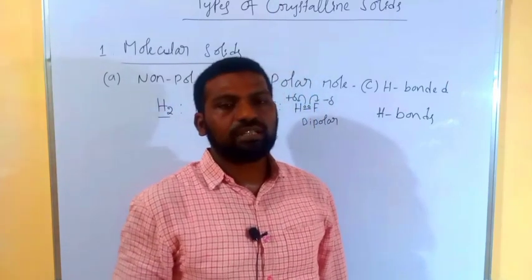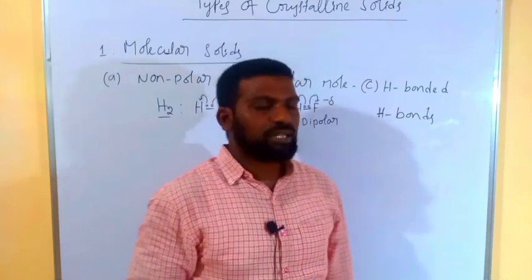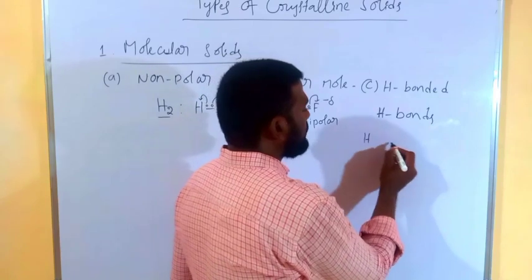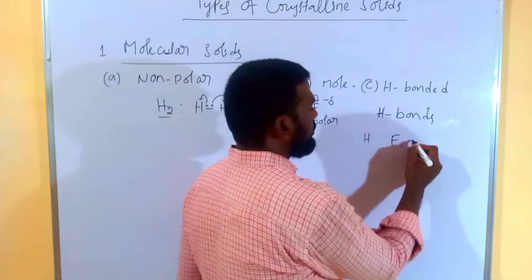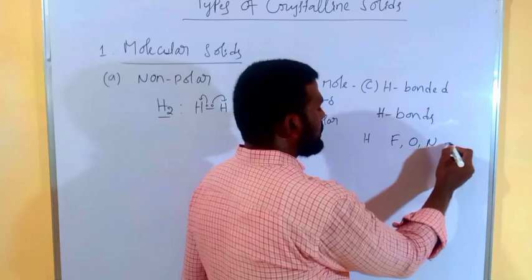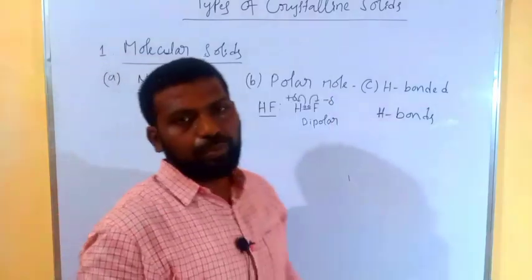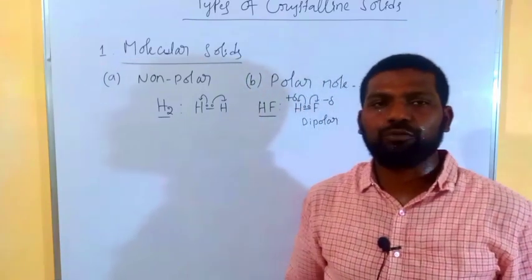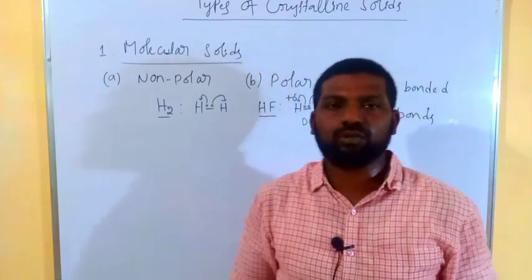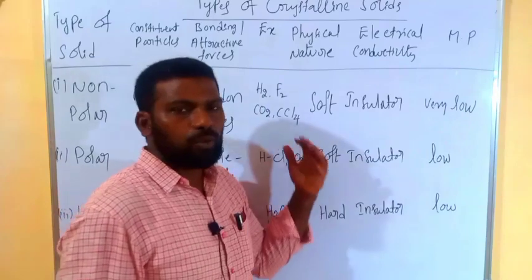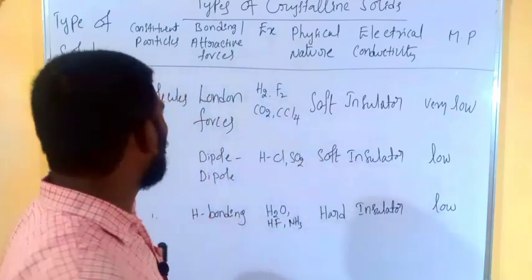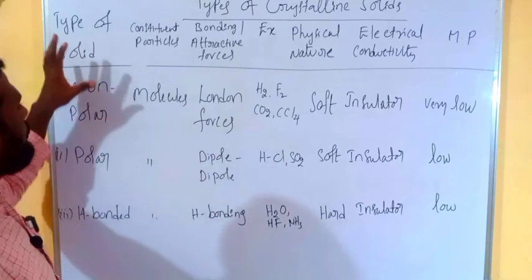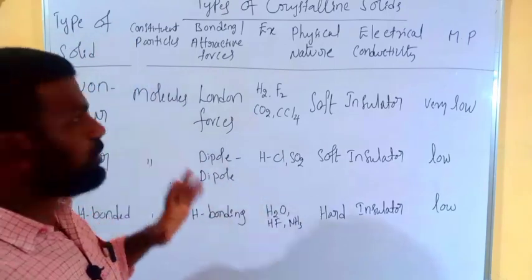Hydrogen bonds are of two types, intermolecular and intramolecular. Generally, hydrogen bonding is formed between a hydrogen atom and highly electronegative atoms like fluorine, oxygen, nitrogen, etc. Now, in this topic, we are going to discuss a few characteristic properties of all these crystalline solids. Let's discuss these three types of molecular solids. Here I am going to briefly explain the different properties of these molecular solids.